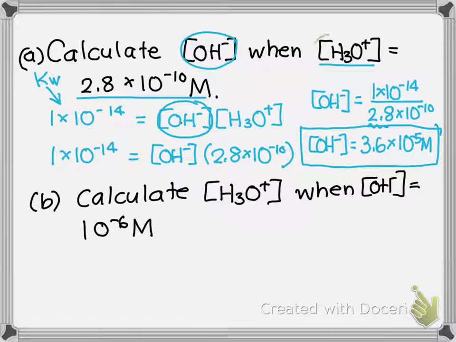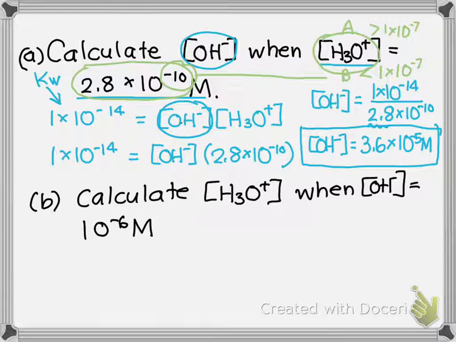So I know if a solution is acidic, the acid concentration would be greater than 1 times 10 to the negative 7. And if it's basic, it would be less than that. So looking at the acid, I see that it's a negative 10. So negative 10 is less than 1 times 10 to the negative 7. So if the acid is less than 1 times 10 to the negative 7, then that means this solution is basic.